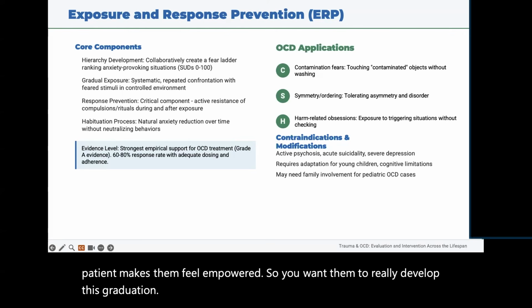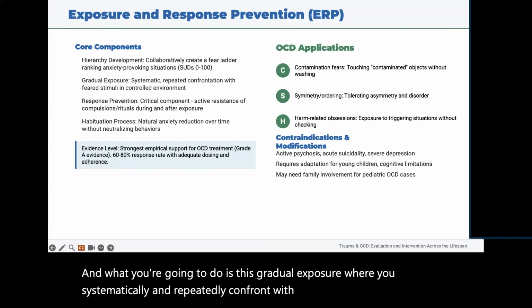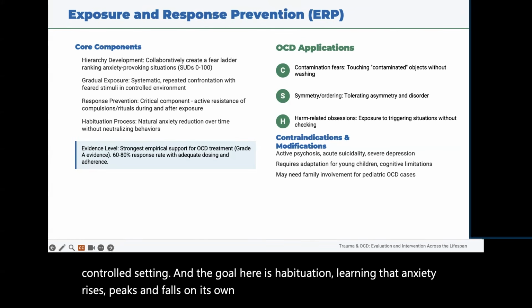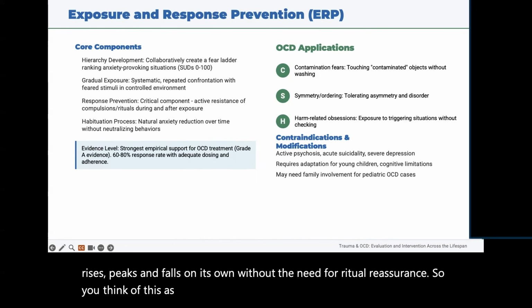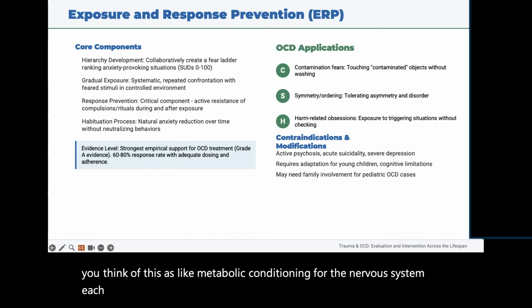And what you're going to do is this gradual exposure, where you systematically and repeatedly confront the feared stimulus in a controlled setting. The goal here is habituation, learning that anxiety rises, peaks, and falls on its own without the need for ritual reassurance. So you think of this as metabolic conditioning for the nervous system. Each repetition is going to build tolerance, not trauma.